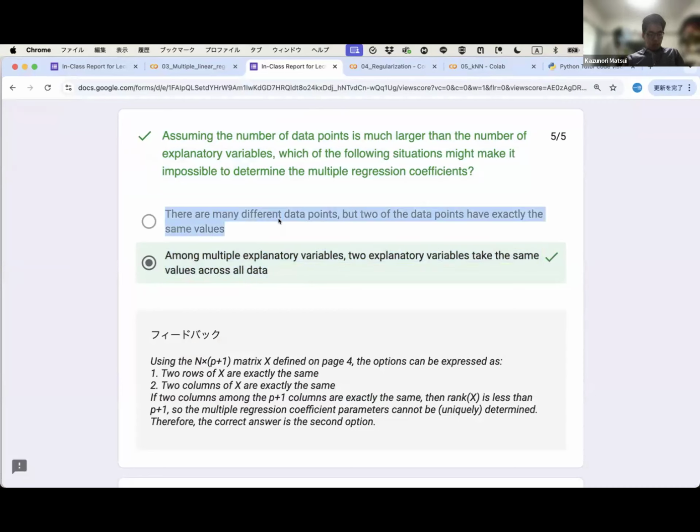As for the first option, while it could be a problem if there are few data points, the problem states the number of data points is much larger and there are many different data points. So, when asked which one is more likely to cause problems, the second option is the answer. And that concludes the explanation of the previous problem.